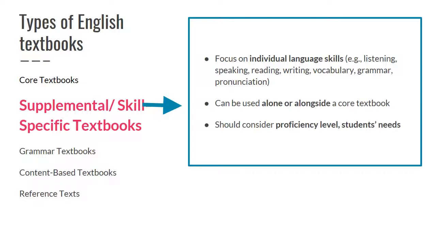Supplemental or skill-specific textbooks take a more in-depth look into the individual language skills, such as listening, speaking, reading, writing, vocabulary, grammar, or pronunciation. Supplemental text can be used alongside a core text, or if you are teaching a skill-specific class, like a conversation class or a writing class, these textbooks can be used alone. When looking at supplemental texts, it is important to make sure that they are appropriate for your students' proficiency level and language needs, because they are not always leveled.